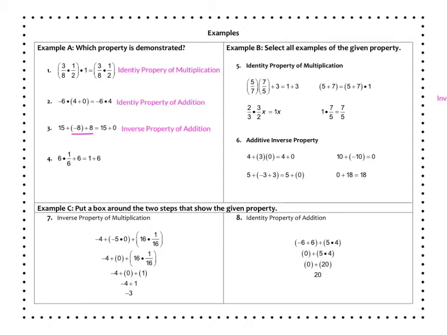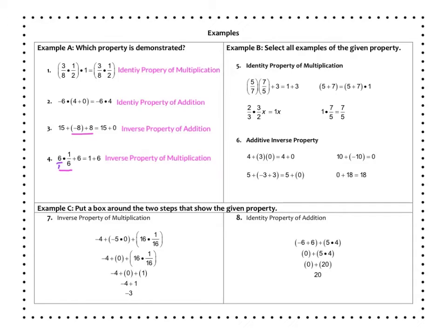In number 4, I have 6 times 1 over 6 equals 1 plus 6. So what happened? The 6 times 1 over 6 canceled each other out, because remember, 6 is the same as 6 over 1, so they are opposites, or they are inverses, so they cancel each other out and give you 1. So what do we call that? We call that the inverse property of multiplication, or the multiplicative inverse property. Again, both are the same. You could write either one.